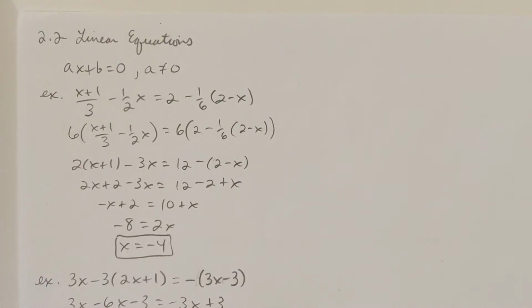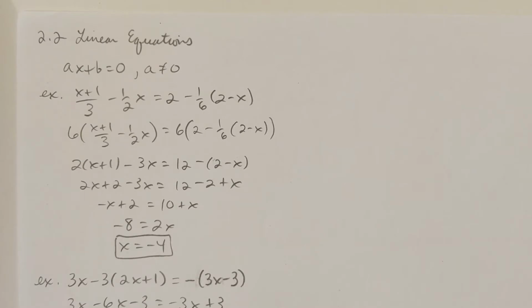Okay, in section 2.2, we're talking about linear equations. We've already been talking about that in 1.4, 2.1, and now in 2.2. But 2.2 focuses only on linear equations. A linear equation is an equation that can be written in the form ax plus b equals 0, where a is not 0.